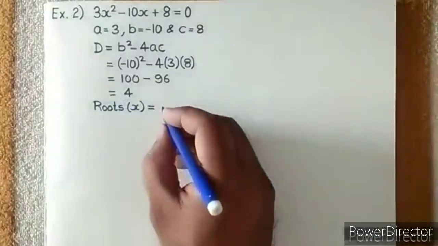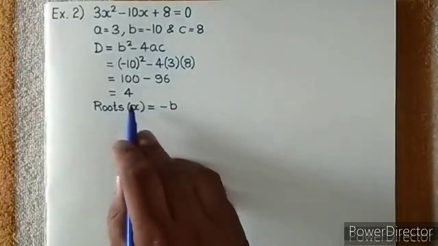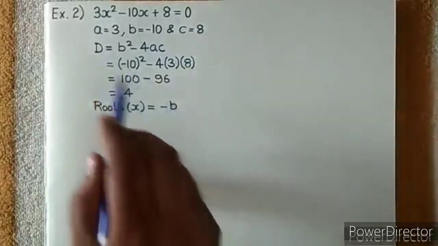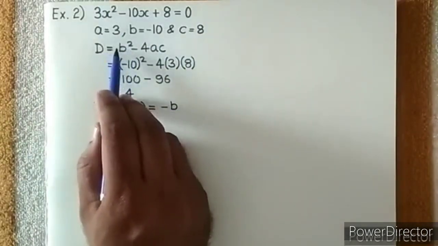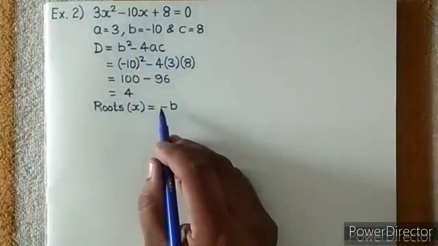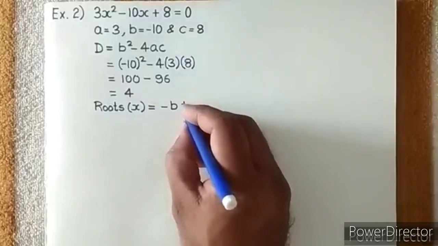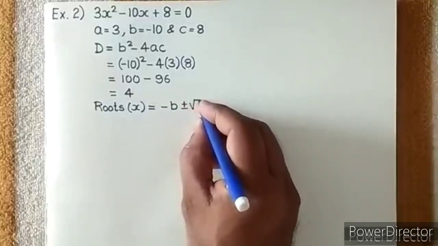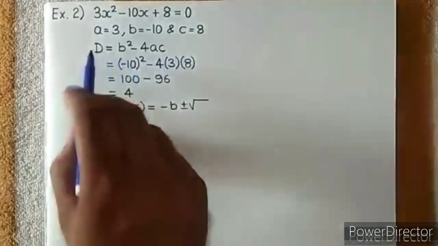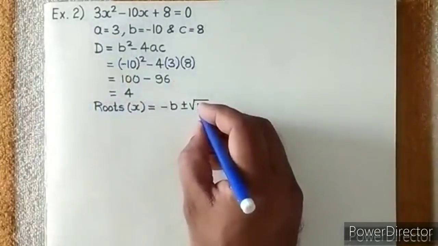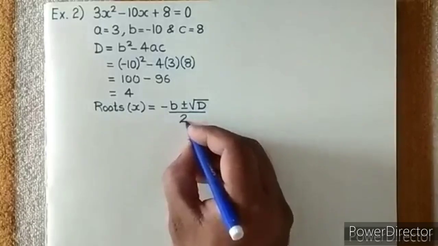The formula is minus b. Now don't get confused with this roots formula and the discriminant formula. Discriminant is b square minus 4ac, whereas here it is minus b, x is equal to minus b plus or minus root of the discriminant. Here you can also write b square minus 4ac because your discriminant is b square minus 4ac. So I'll write here discriminant upon 2a.